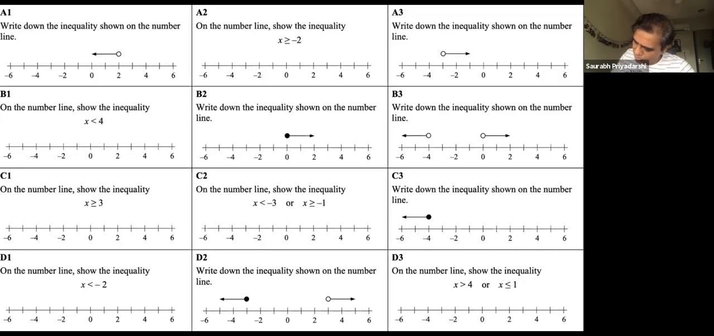Minus infinity to minus 4, right? Minus infinity to minus 2, minus infinity to minus 3, union 3 to infinity. X less than or equal to 1 and greater than 4, minus infinity to 1, union 4 to infinity, right? Just a minute, right?